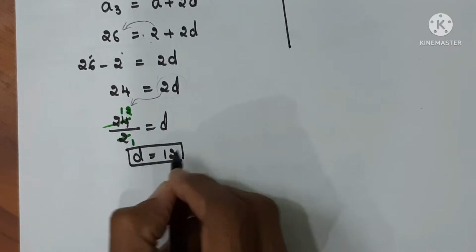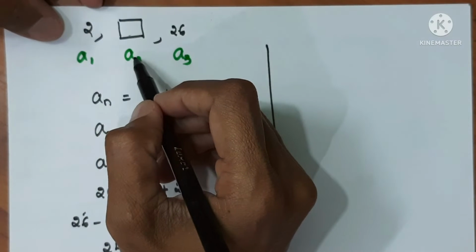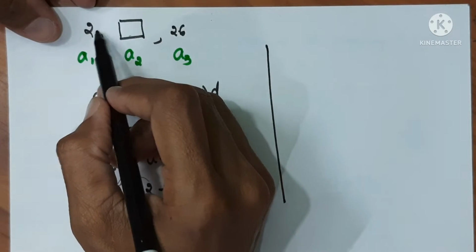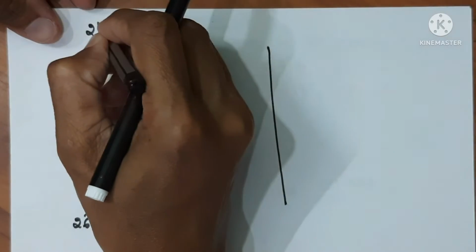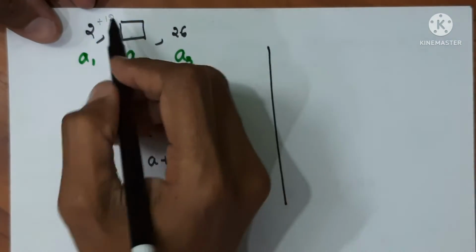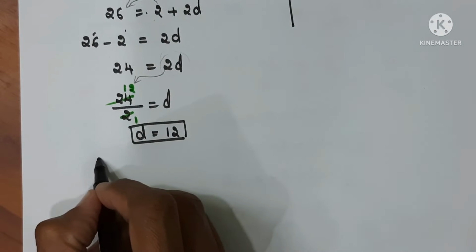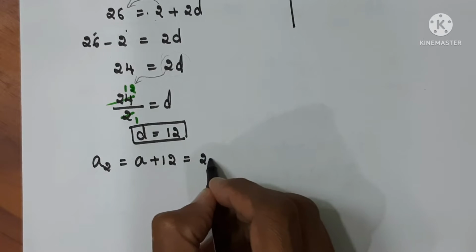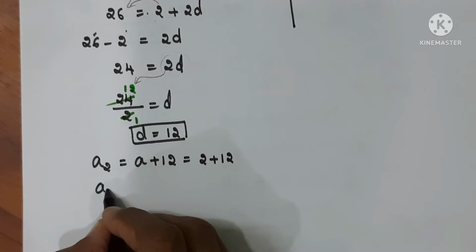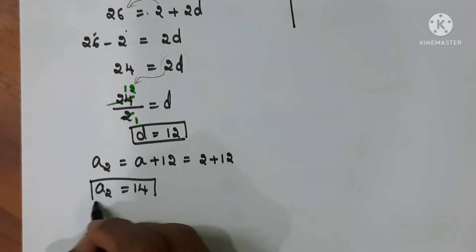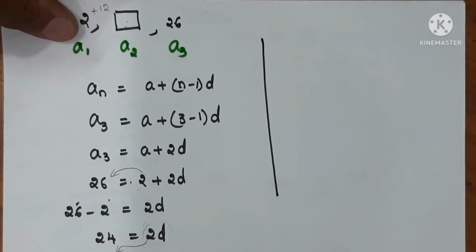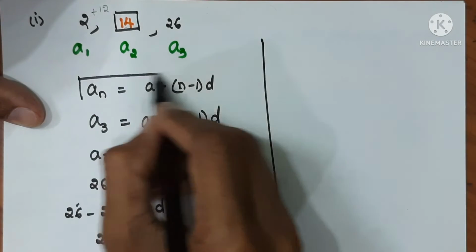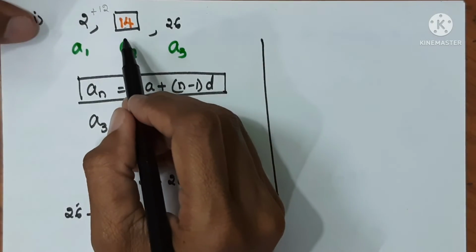Now we have to find the second term. If we add the common difference to the first term, you will get the second term. Since the first term is 2, after adding 12 to the first term, we get the second term, that is 14. So the second term A2 will be equal to A plus D, which is equal to 2 plus 12, and it is equal to 14. So the second term of the given AP is 14. So the answer in the box is 14. In this way, using the An formula, you can find the value of the second term.